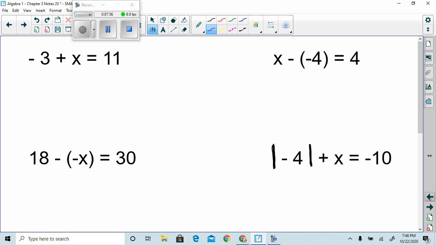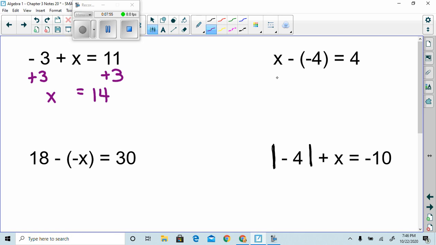Try these 4 on your own, and we'll see how you did. Be careful with your signs. Again, I see a negative 3. I'm going to add 3 to both sides. I get x is equal to 14.